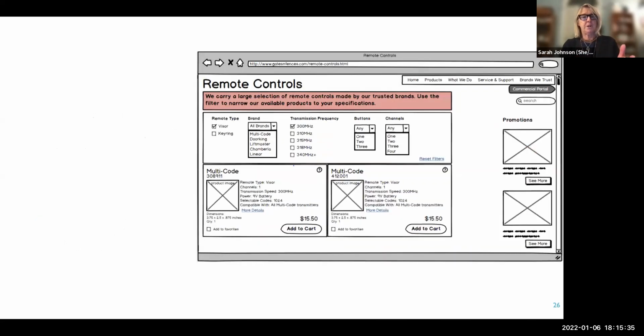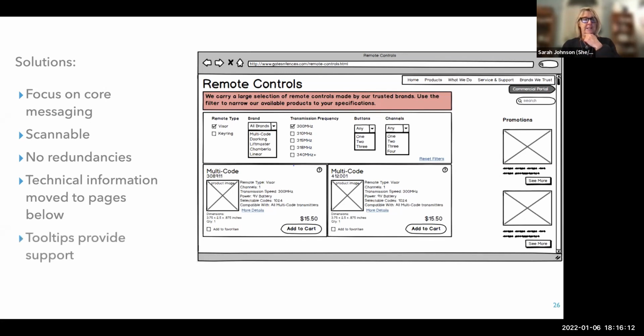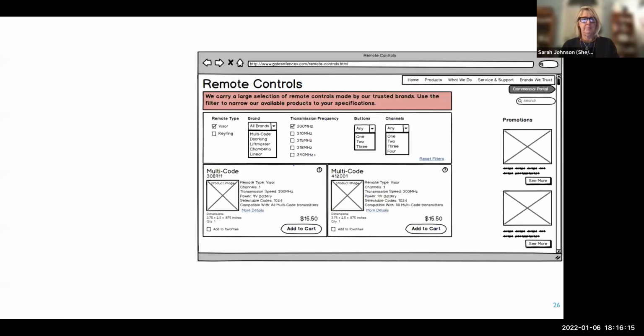So we're trying to solve these problems on the page, and the solutions that the team came up with were to focus on the core messaging. We carry a large selection of remote controls, and here's a filtering system to use. So it's totally scannable. Your mind doesn't go blurry looking at all the text. No redundancies on the page. The technical information is moved to pages below. So once you see something and you get the basics, you can dig in for more details. And then tooltips provide additional support.